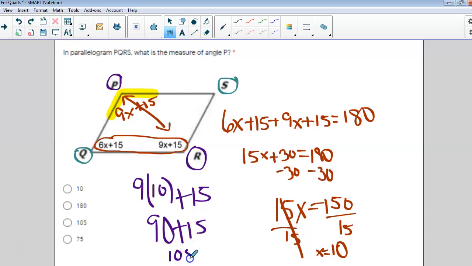So notice they give you both 105 degrees and 10. 10 was your answer for x, so always read what it's actually looking for in your question. I hope this helps you to go and try another problem like this.